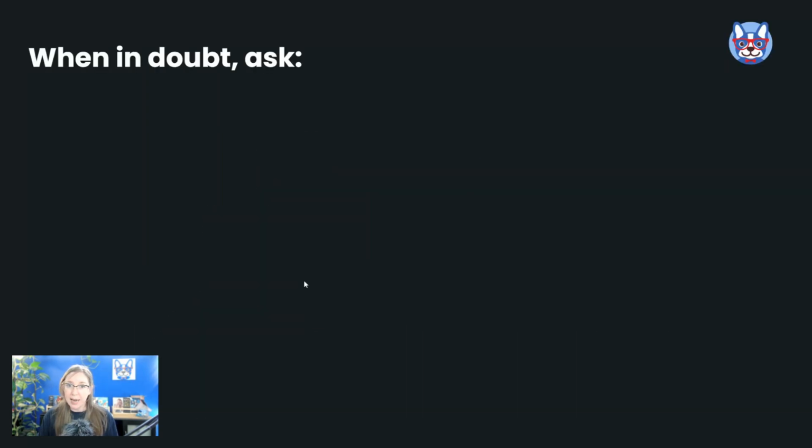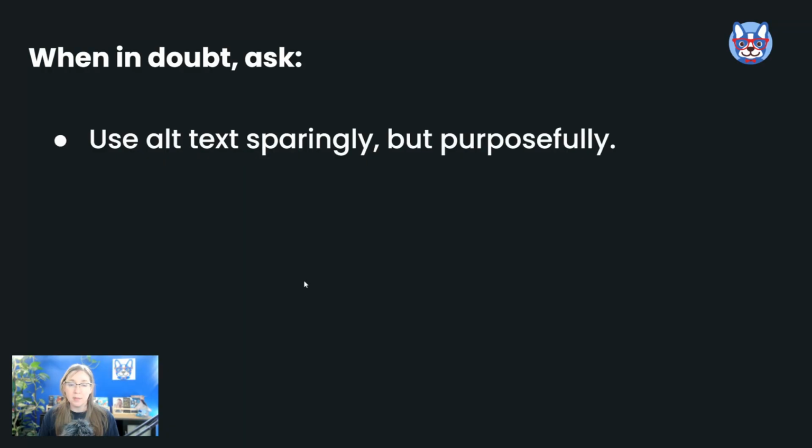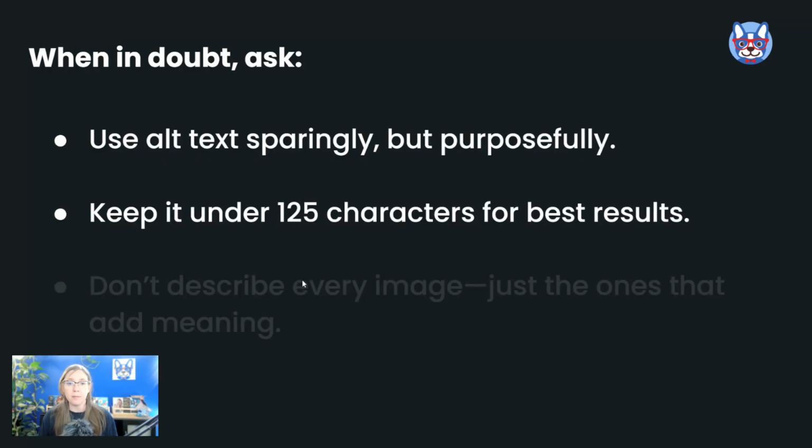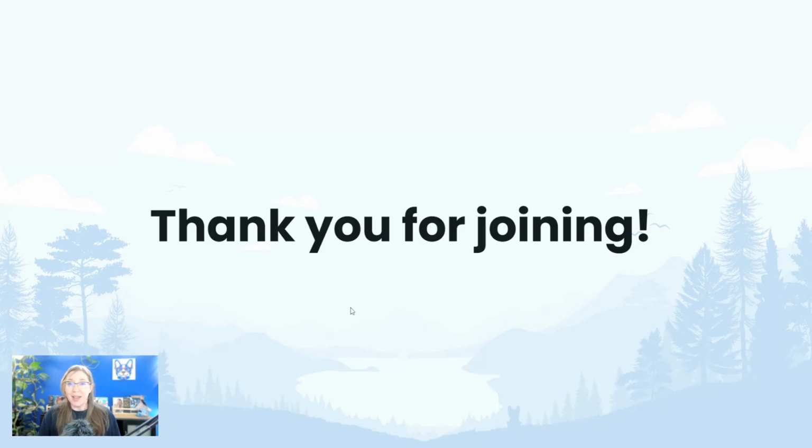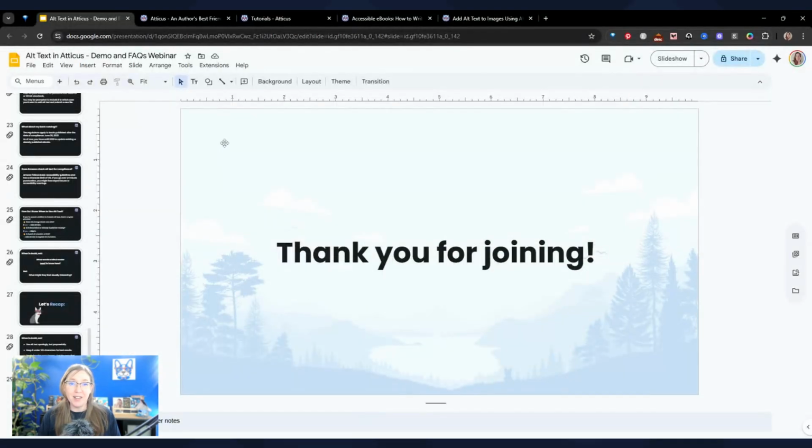So to recap this webinar, you want to use your alt text sparingly, but very purposefully. You want to keep it under 125 characters if you can, but 140 is optional. And then you don't want to describe every image, just the ones that absolutely need it when you go through those questions. So that is the end of this particular presentation.